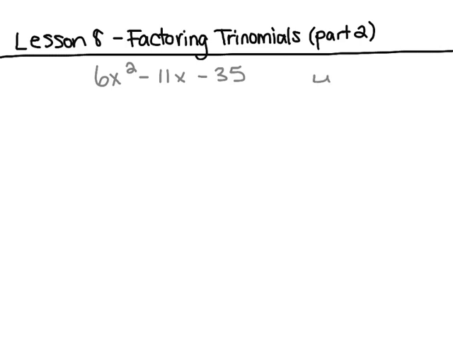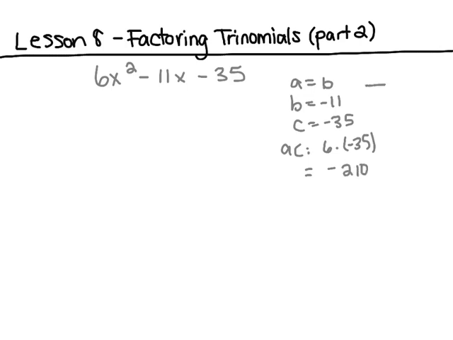For our next one, A is 6, b is negative 11, c is negative 35. I don't know why I said 1. AC is 6 times negative 35, which is negative 210. So we have two numbers that add together to make negative 11 and multiply together to get negative 210. So we need one number to be positive and one number to be negative.